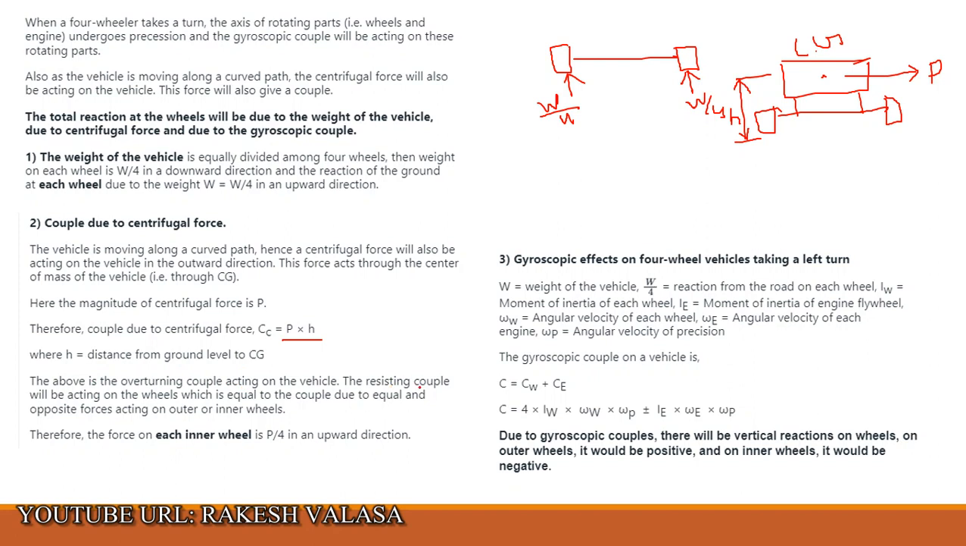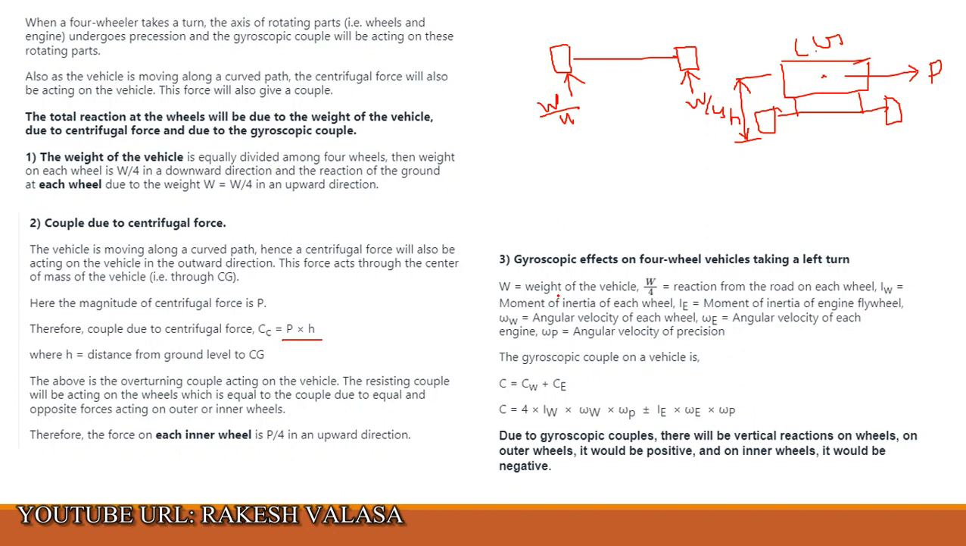The resisting couple will be acting on the wheels, which is equal to the couple due to equal and opposite forces acting on the outer or inner wheels. Therefore, the force on each inner wheel is P by 4 in the upward direction. The third one is gyroscopic effects on four-wheel vehicles taking a left turn.